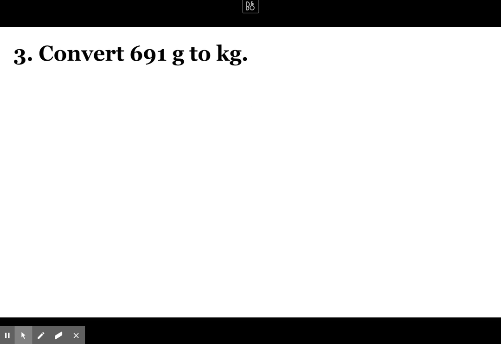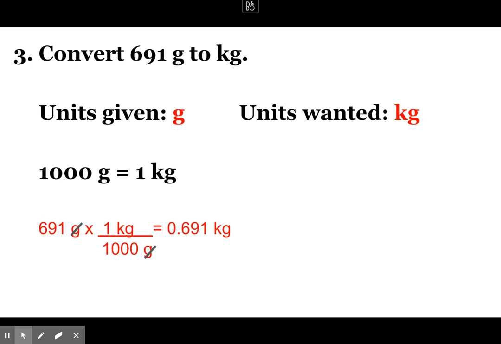Now let's take a look at this example. We are going to convert grams to kilograms. So specifically, we want to convert 691 grams into kilograms. So take a moment and think, what was our units given and what are our units wanted? Our units given were grams and our units wanted is kilograms. So now we think about what our conversion factor is. Well, in 1,000 grams, that is 1 kilogram.